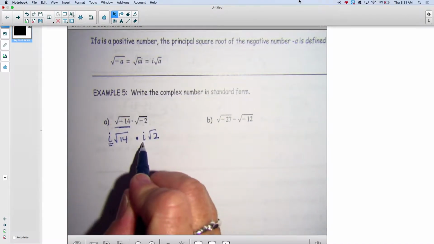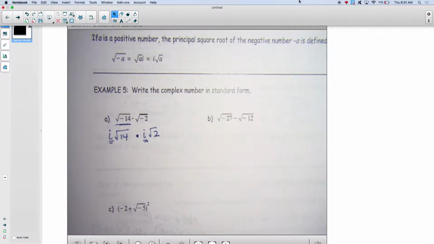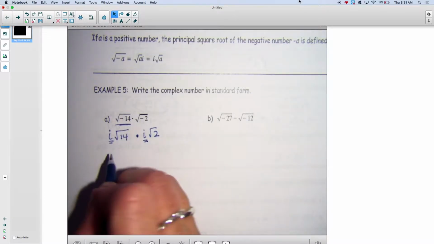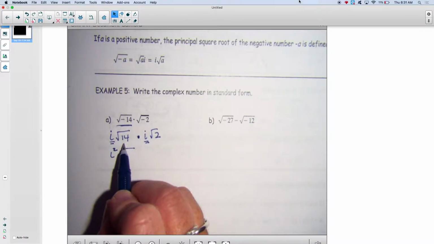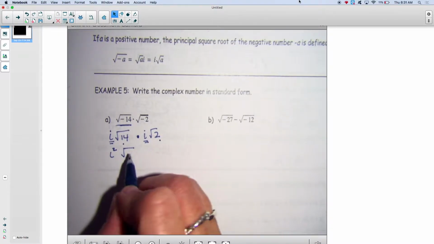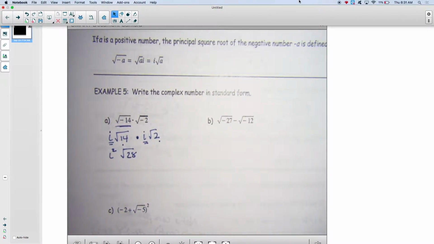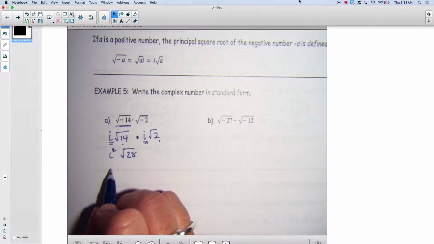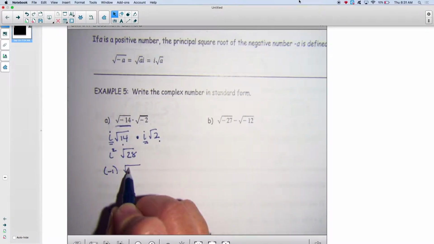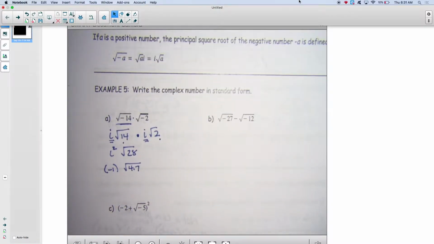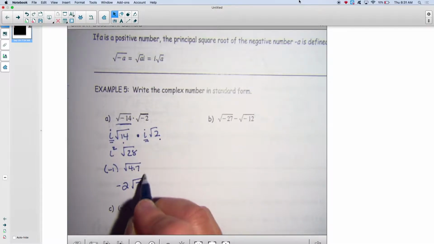Now, multiply these two. What's i times i? i squared. Now I can take the square root of 14 times the square root of 2 and get 28. i squared is negative 1. 28 is 4 times 7. So this is a negative 2 square root of 7.